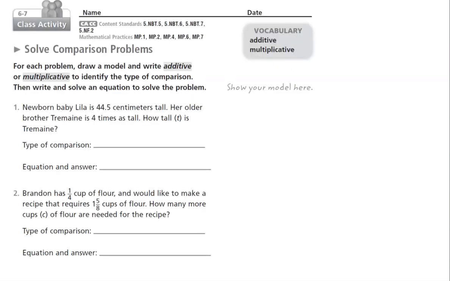This is asking you for some more comparison problems, which is a really fancy way of saying these are word problems. You've got to figure out whether you're adding, subtracting, multiplying, or dividing, except for these ones, they specifically tell you that it's either going to be adding or multiplying. So it says, for each problem, draw a model. I'm okay with you not. And write additive or multiplicative to identify the type of comparison. Then write and solve an equation to solve the problem.